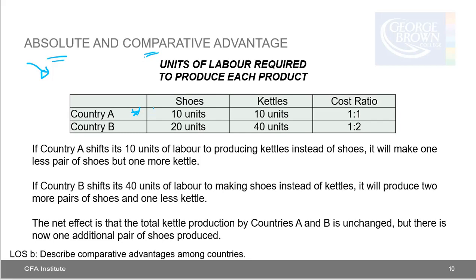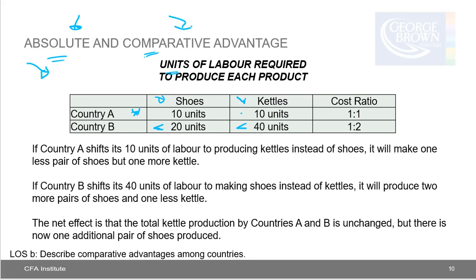Country A had an absolute advantage in producing both shoes and kettles based on the fact that it takes fewer units of labor required to produce each product. So 10 units of labor in country A to produce shoes is less than 20 units of labor to produce shoes in country B. And 10 units of labor to produce a kettle in country A is also less than 40 units of labor to produce a kettle in country B. So country A has an absolute advantage over country B in terms of the production of both shoes and kettles because it consumes less labor.